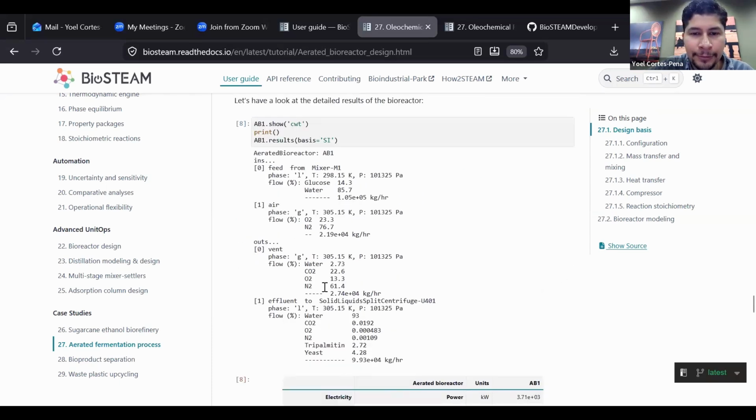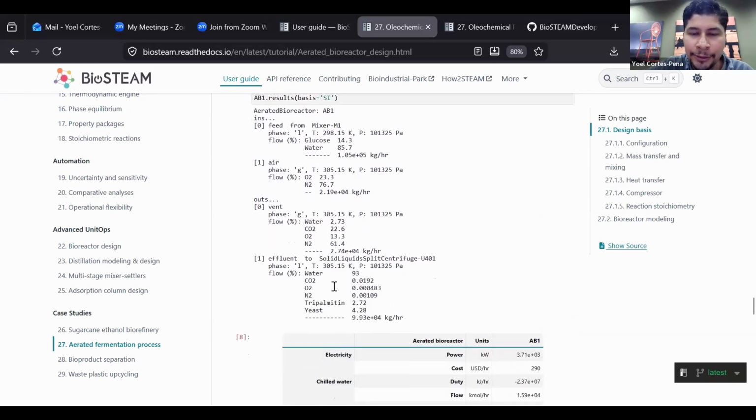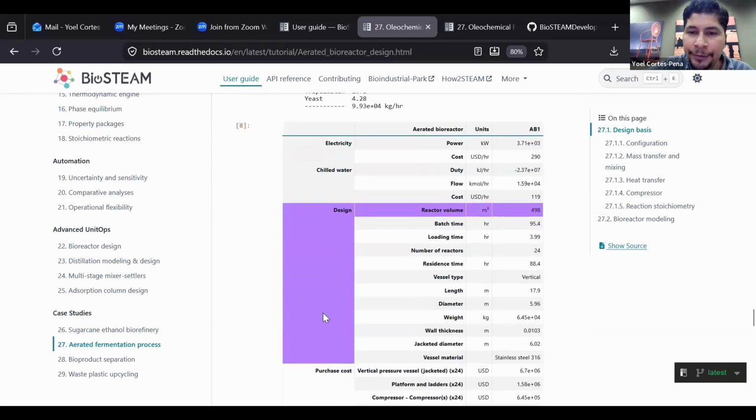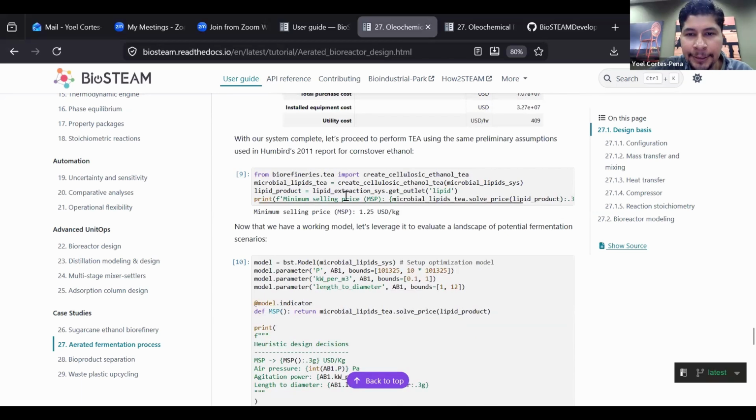Okay, so yep, here we're looking at some more results for the aerated bioreactor. And finally here, we're layering on TEA. So we're using an existing TEA framework called Create Cellulosic Ethanol TEA. Although it's been used for ethanol, it can also be used for other processes. It doesn't have any ethanol specific assumptions. Rather, it just comes from a specific ethanol model by NREL.